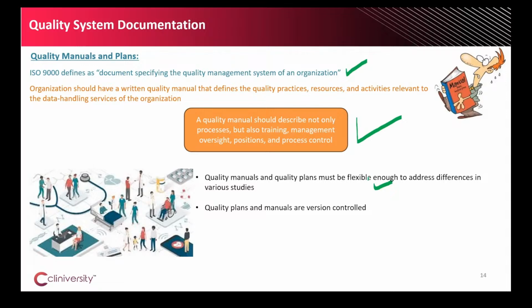Quality plans may be designed to apply to one specific study or to all studies for which the organization takes full or partial responsibility. The organization's quality plan or manual should also be subjected to versioning and change control.